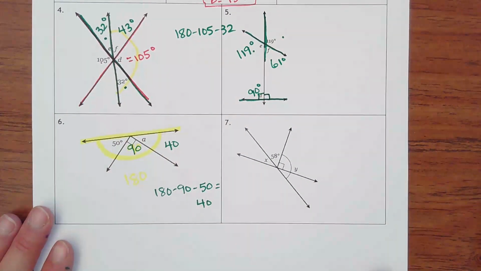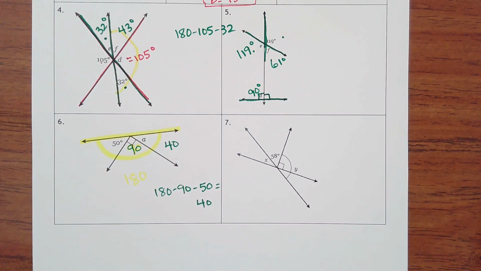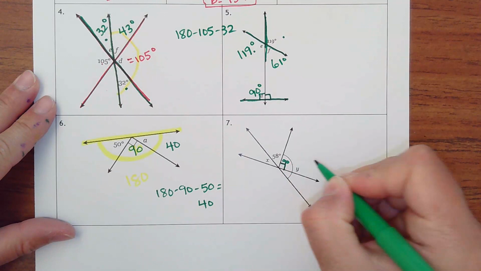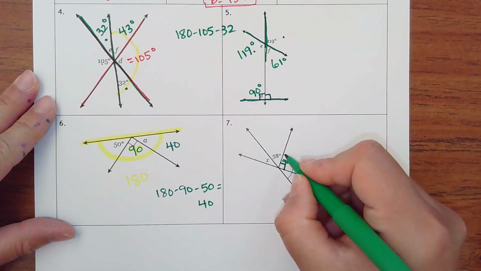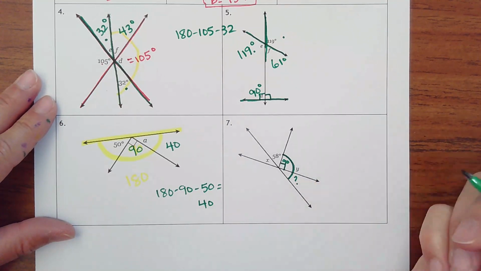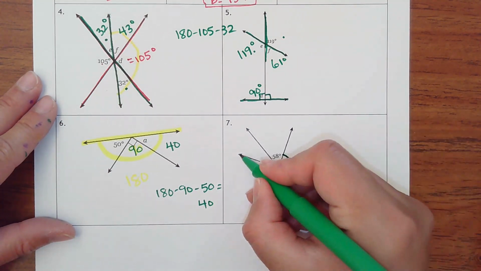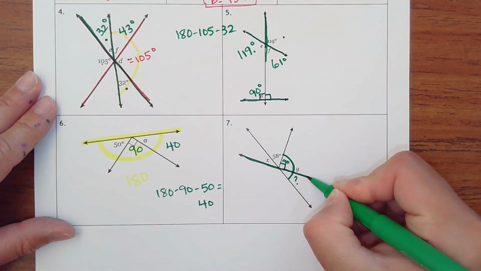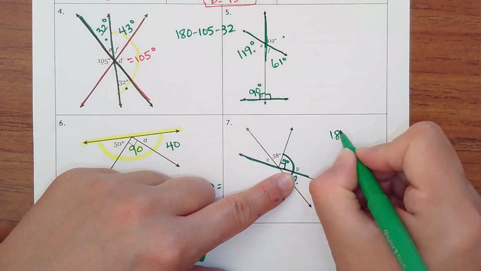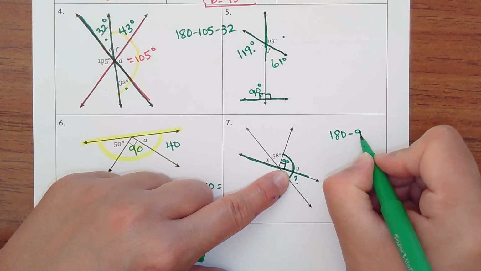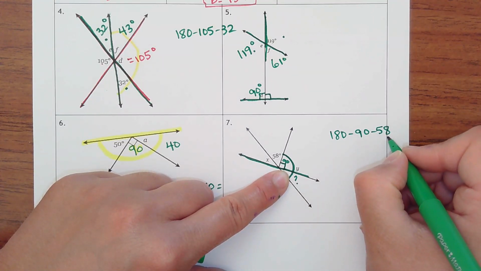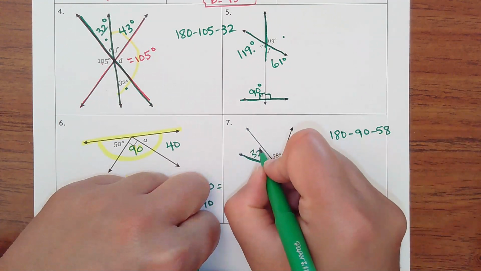All right, and last one. We've got another right angle here. So we know that's 90. Now Y is not just 90. Y is the measure of this 90 plus whatever this little angle is. Okay, but I do see a straight line right here. So this has to be 180 total. So I can do 180 minus 90, which is 90, minus 58, which is 32 degrees for the X.